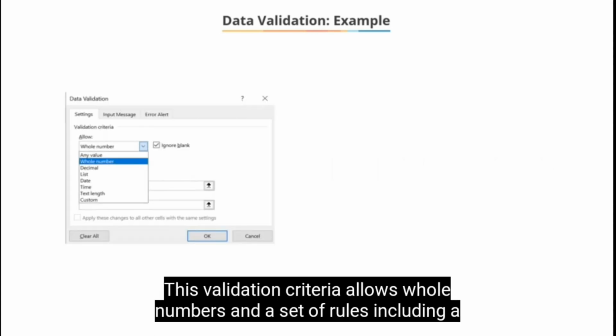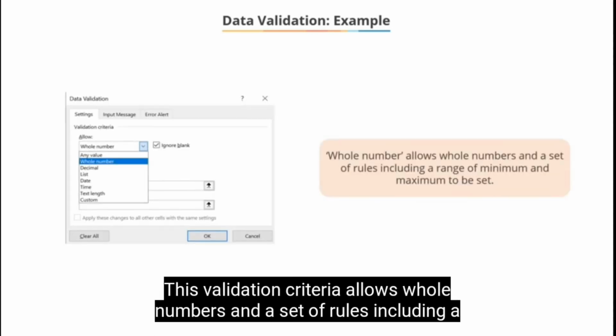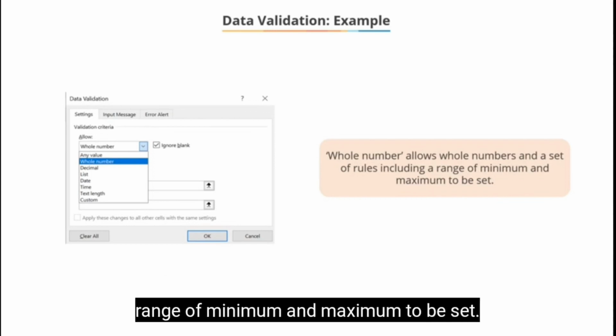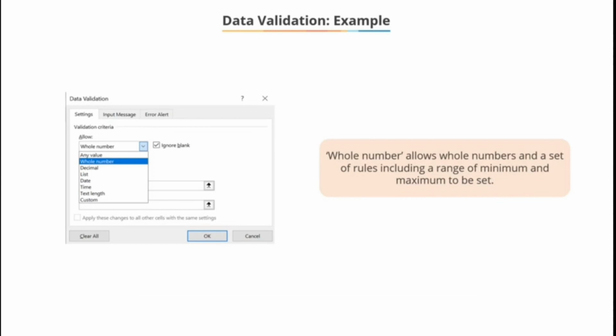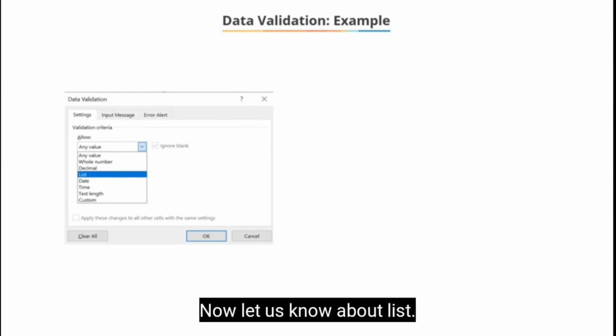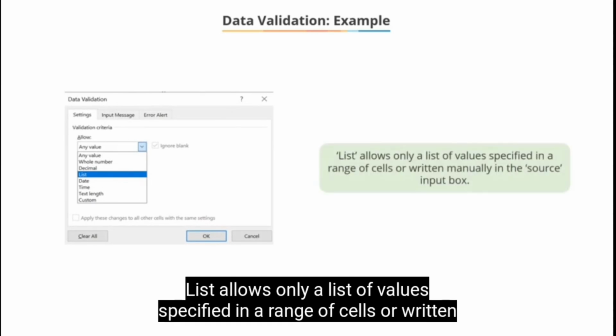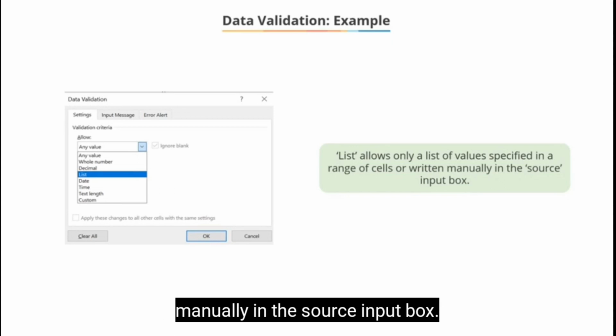Now let us learn about whole number. This validation criteria allows whole numbers and a set of rules, including a range of minimum and maximum to be set. Now let us know about list. List allows only a list of values specified in a range of cells or written manually in the source input box.